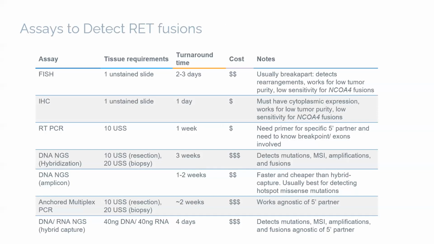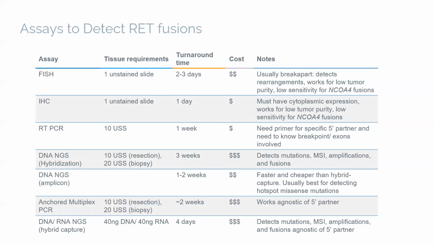DNA-based NGS has the advantage of simultaneously giving results for other mutations, tumor mutation burden, sometimes microsatellite instability status, amplifications, and other structural variants. The downside is that it is more expensive than real-time or reverse transcription PCR and generally takes 1 to 3 weeks for results, with amplicon-based NGS being faster and cheaper, but better for hotspot mutations and other genetic aberrations in comparison to hybrid capture-based NGS assays.